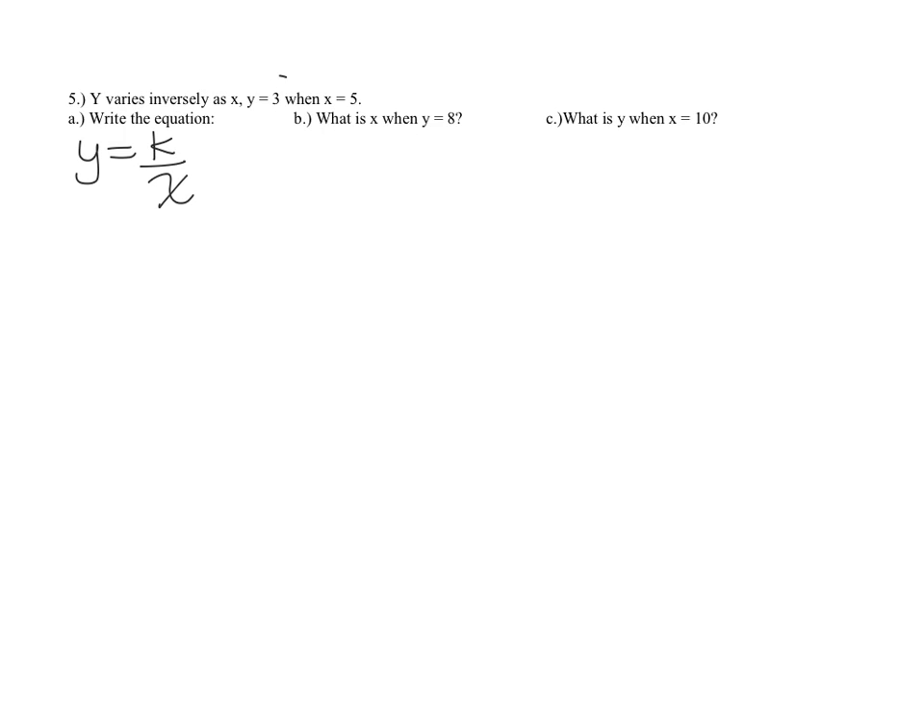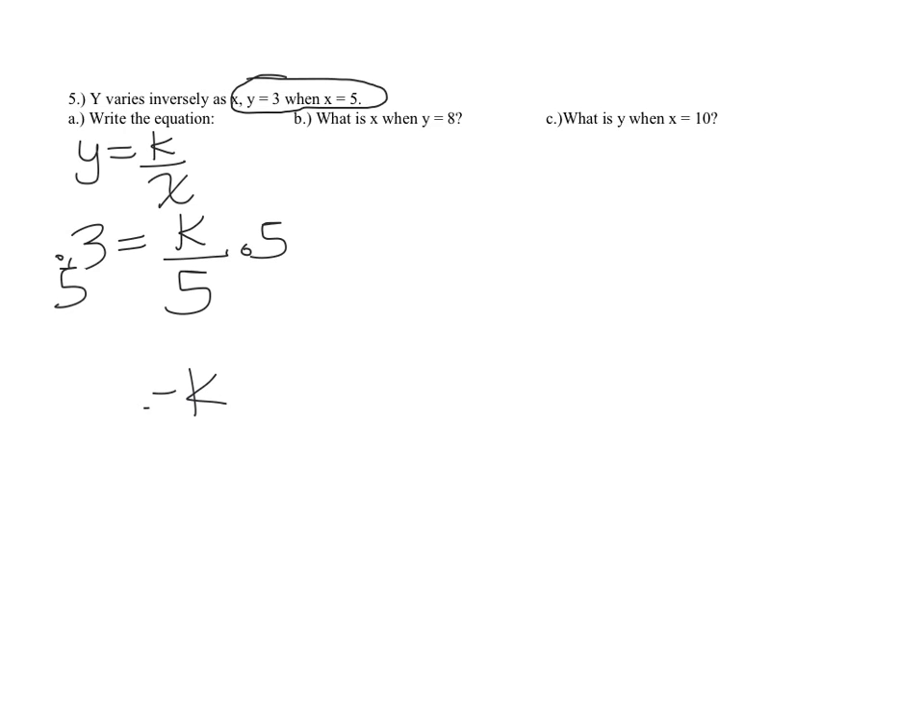So let's take what we know. We know that y is 3 when x is 5. We have to find the constant. So I'm going to put 3 where the y is. I don't know the constant yet. I put 5 where the x is. We'll solve for k. Multiply both sides by 5. And you get k equals 15.